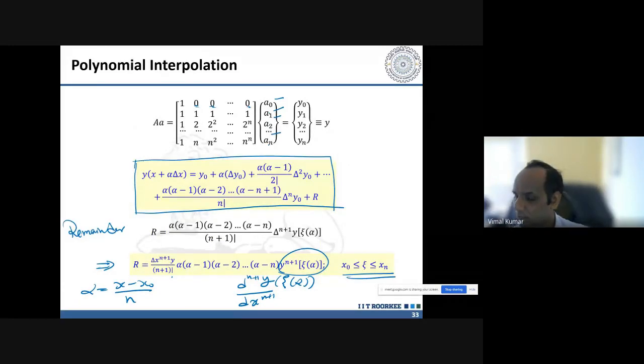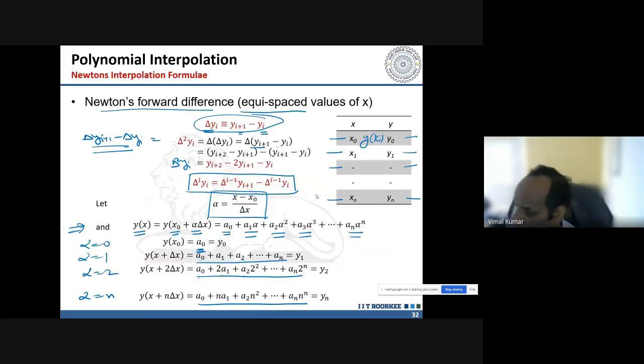When we finally analyze this expression, I'll tell you how this equation works, and how we develop the polynomial from it. So y of x is equal to y0 plus alpha delta y0 plus alpha into alpha minus 1 by 2 factorial delta square y0, and so on till the remainder, because we are truncating the series. Similarly, we have defined alpha as x minus x0 divided by delta x, and we solve this equation and define the differences in the forward manner, for equi-spaced data points.